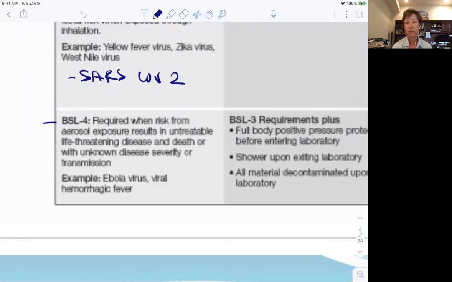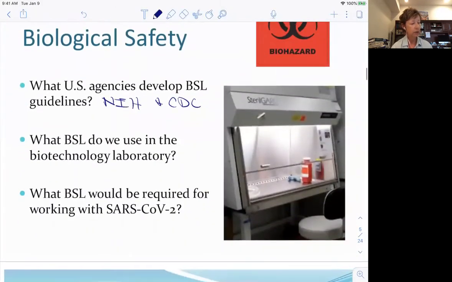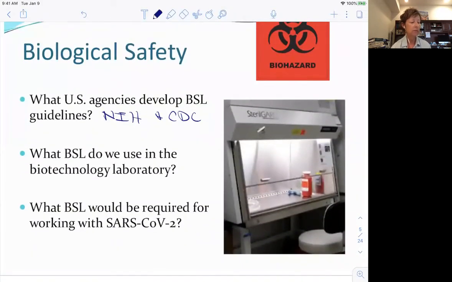They can work with Ebola and many of these very dangerous, particularly viral diseases. So coming back to who sets up the biosafety, the Centers for Disease Control, the CDC, and the National Institutes of Health are the ones that set up the guidelines for what organisms get categorized in different levels. I already mentioned we are basically BSL-1 in our lab, and that SARS-CoV-2 would be a BSL-3 organism.